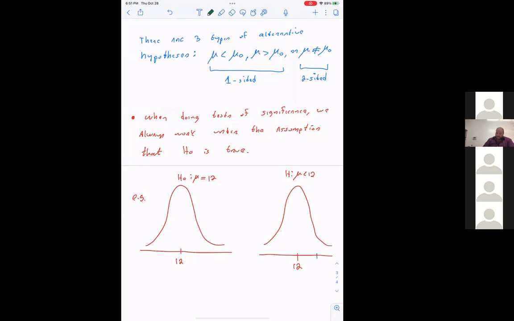If I got this value, would I question the null hypothesis? Would I say, no, mu is really less than 12, Subway, you're lying? Where on my curve would the results have to be for me to say that? The left side, but the far left side. It can't be too close to 12, because then I would say, okay, it's a sample. It's not going to be perfect.